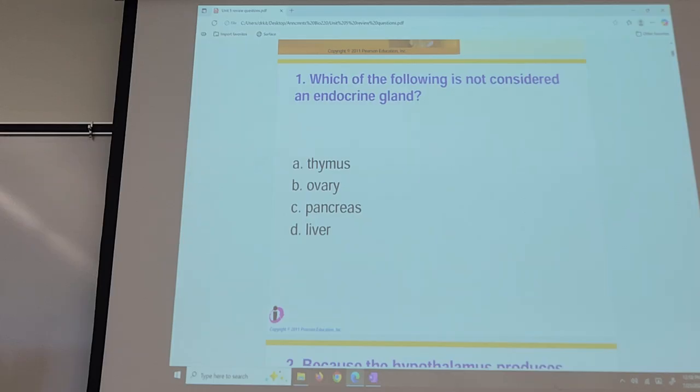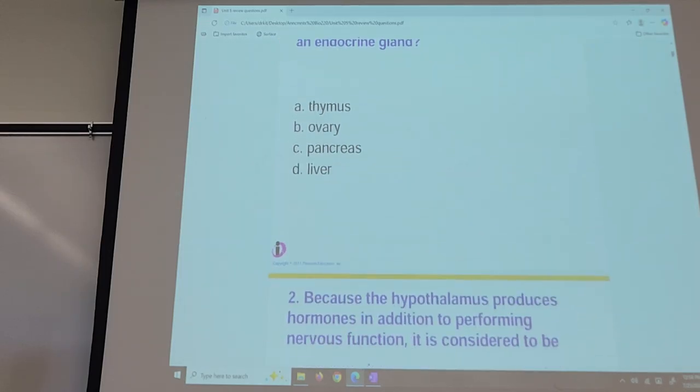Yes. Does the ovary? Yes. Does the pancreas? Yes. Does the liver? Nope. Okay. All right. Very good.